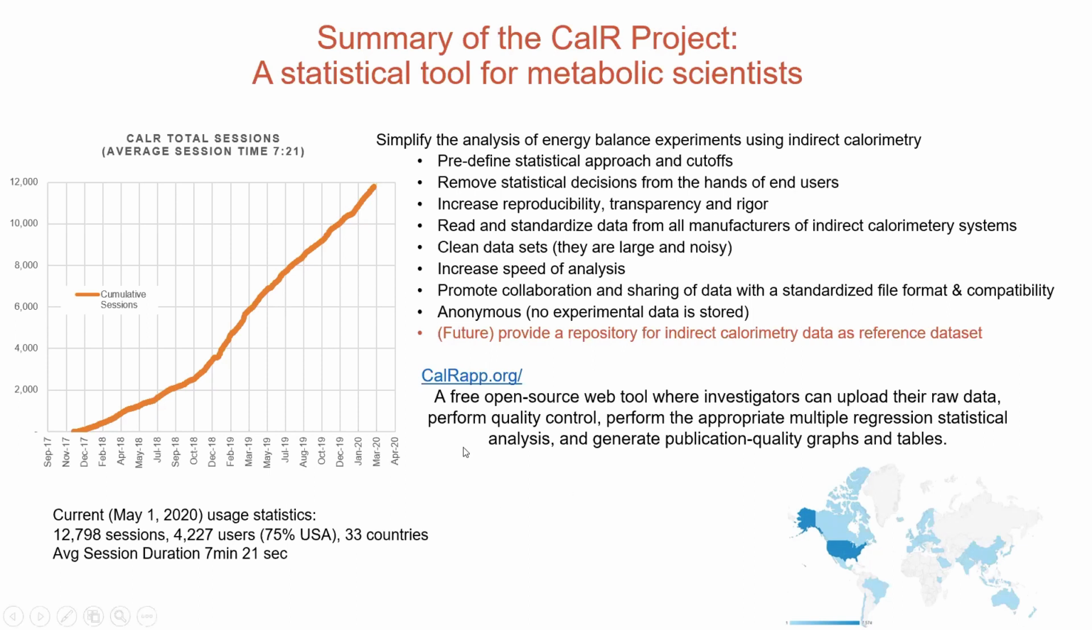So CalR is a free open source web tool where investigators can upload their raw data, perform quality control, perform the appropriate multiple regression statistical analysis, and generate publication quality graphs and tables. And you can see the rate at which CalR has been used continues to go up.